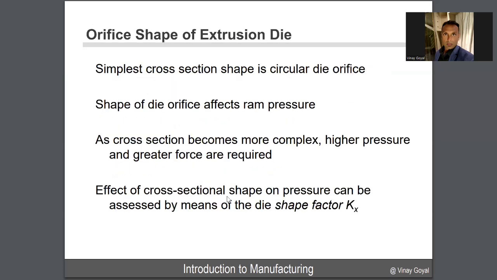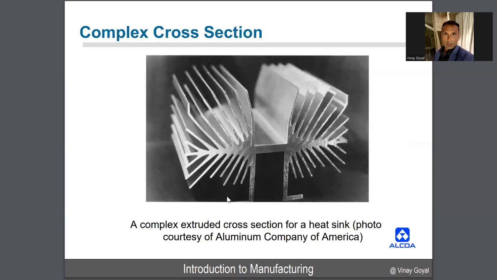So what about the orifice shape of the extrusion die? The simplest cross-section that can be made is a circular die orifice. The shape of the die orifice affects ram pressure, and as the cross-section becomes more complex, higher pressure and greater force are required. The effect of the cross-sectional shape on pressure can be assessed by the means of something called a die shape factor Kx. So this is something that people use to be able to do that.